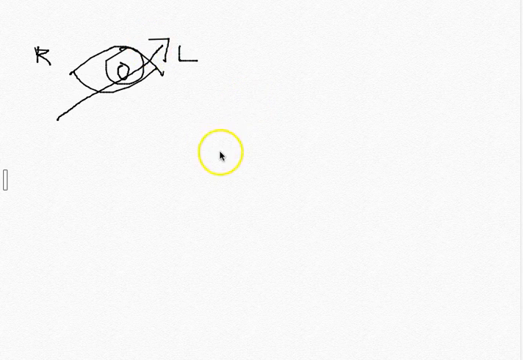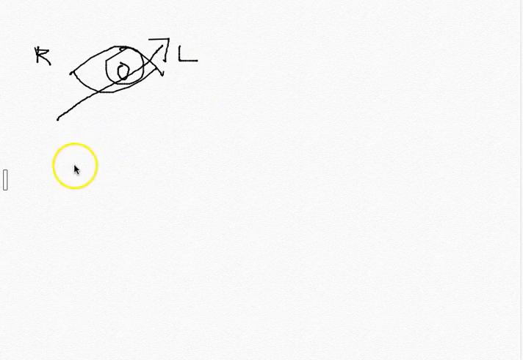How will the oblique nystagmus look? Just imagine the eye is beating upwards and towards the left. Just imagine the direction of the fast component is upwards and towards the left. So how will the tracings look like? There is a left beating nystagmus and there is an up beating nystagmus.